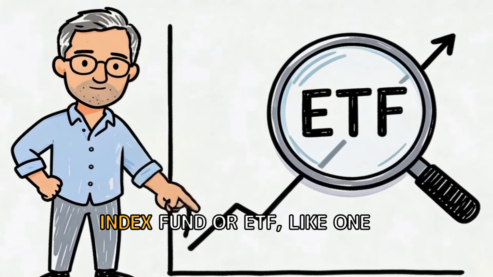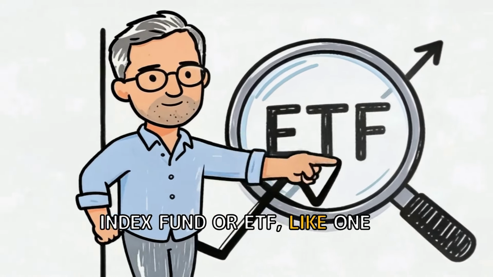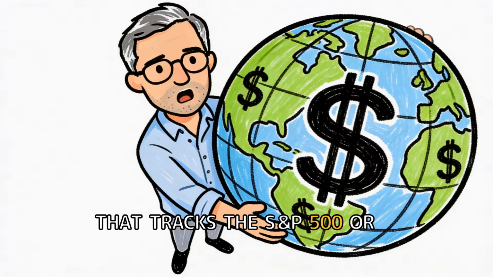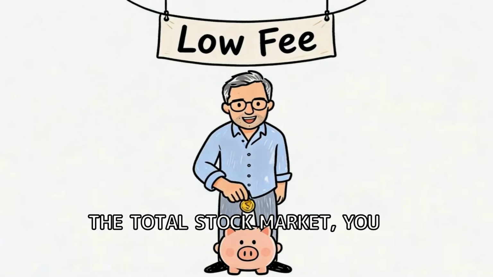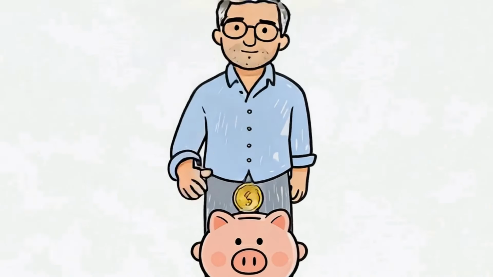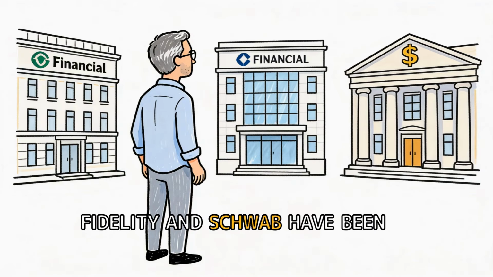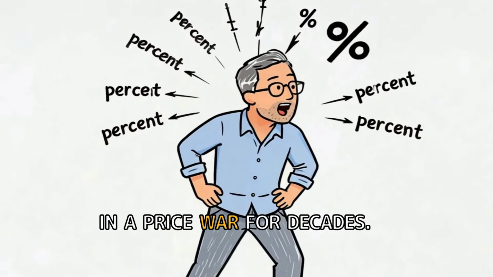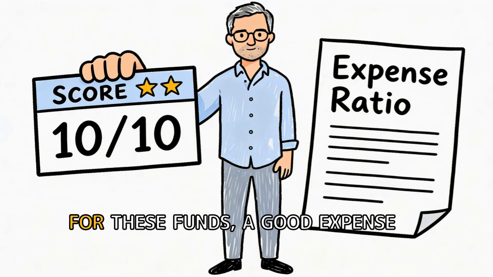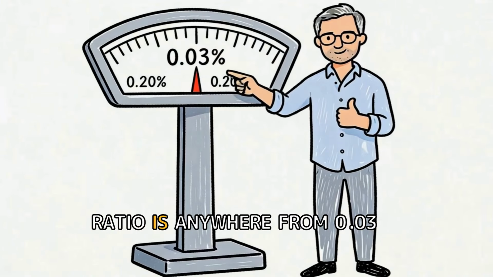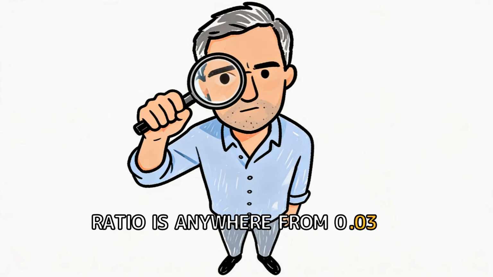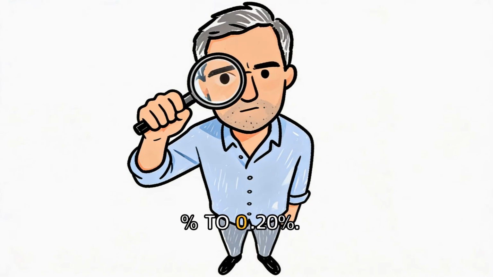If you are buying a passive index fund or ETF, like one that tracks the S&P 500 or the total stock market, you should be paying very little. Major providers like Vanguard, Fidelity, and Schwab have been in a price war for decades. For these funds, a good expense ratio is anywhere from 0.03% to 0.20%.